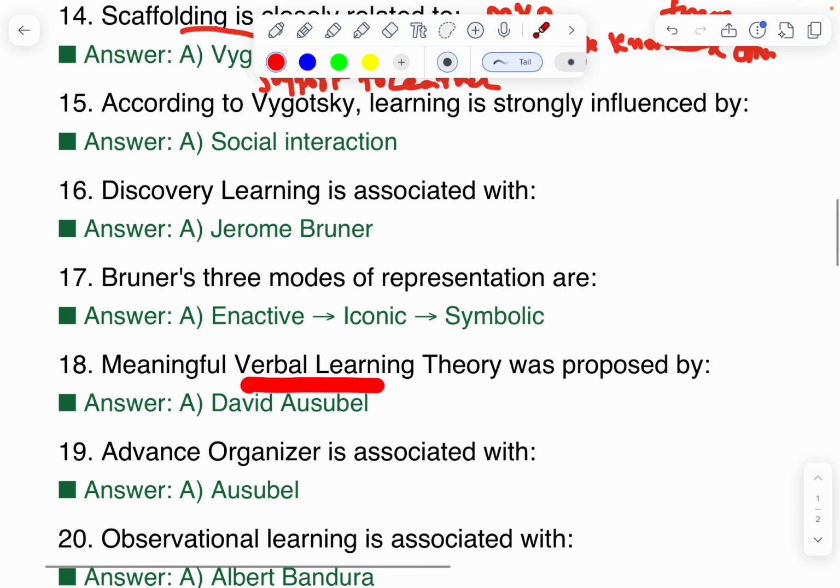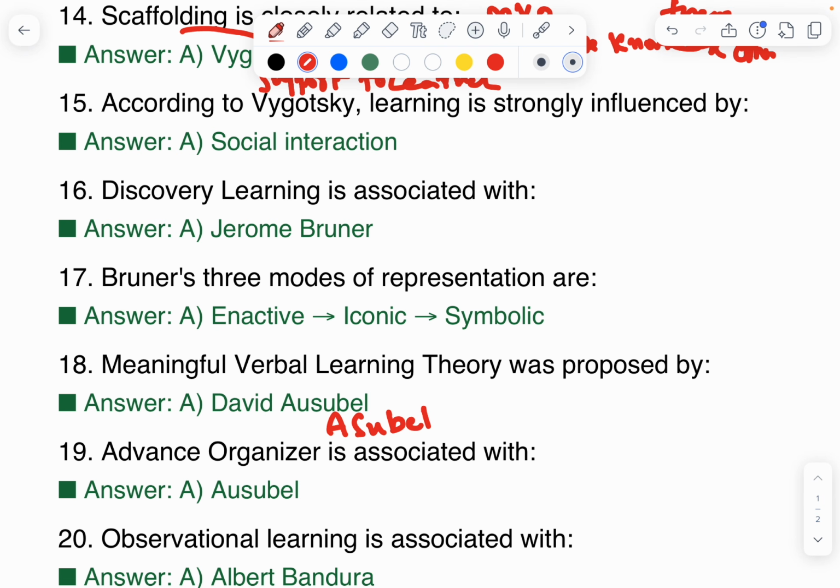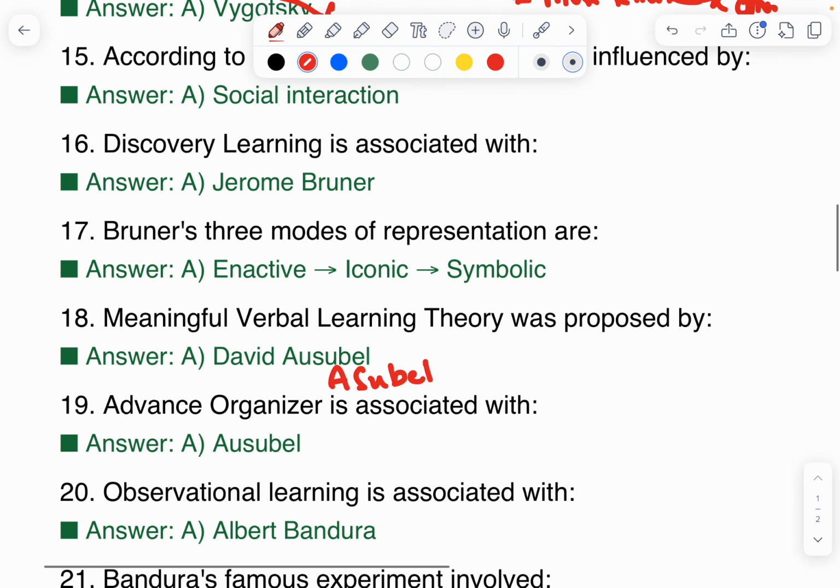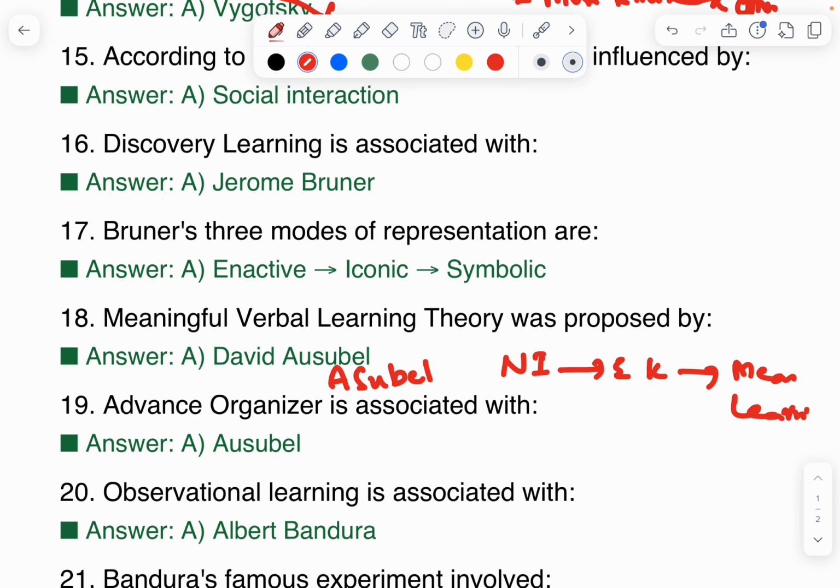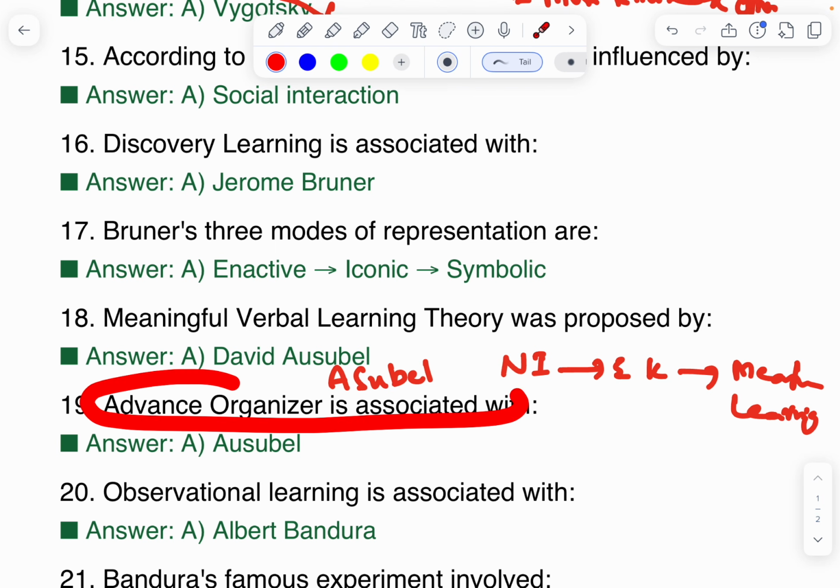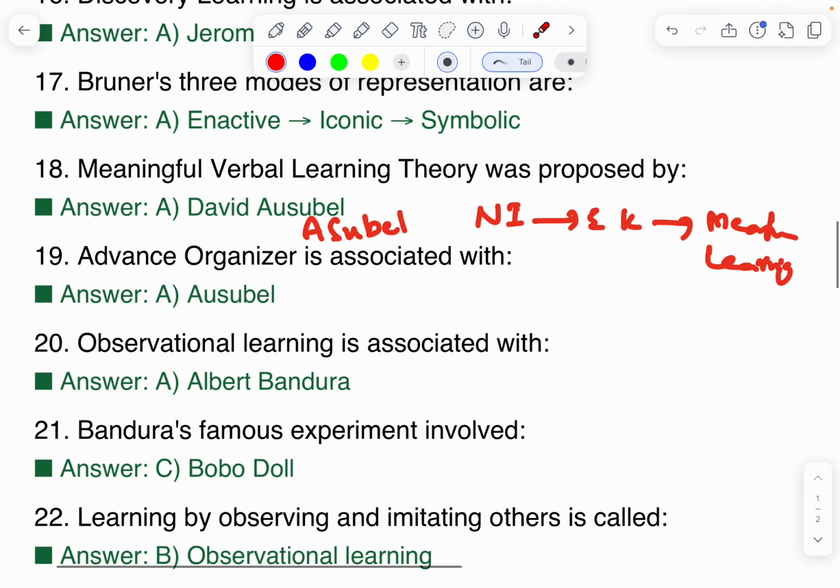Meaningful verbal learning theory was proposed by Ausubel. What is meant by Ausubel's theory? It's simple: new information linked to existing knowledge leads to meaningful learning. Next, the advanced organizer is associated with Ausubel.